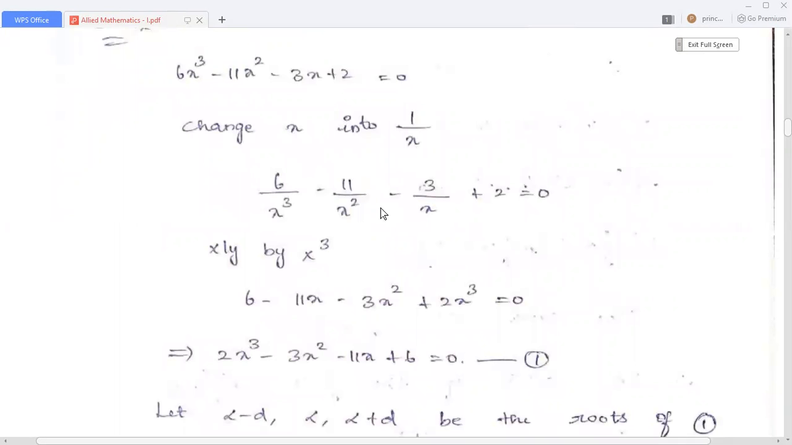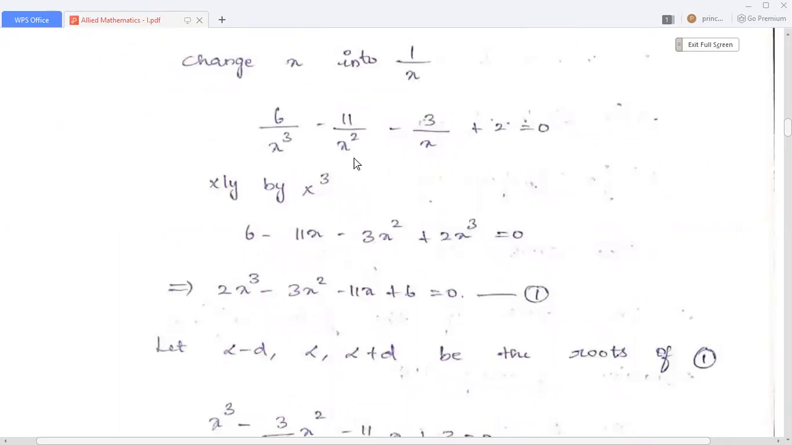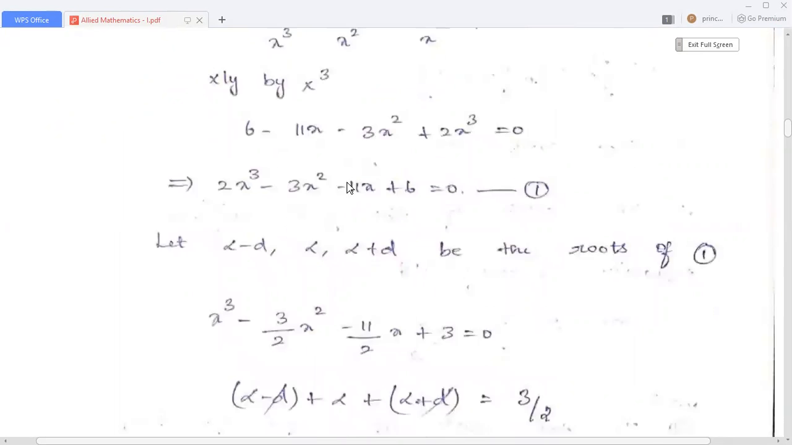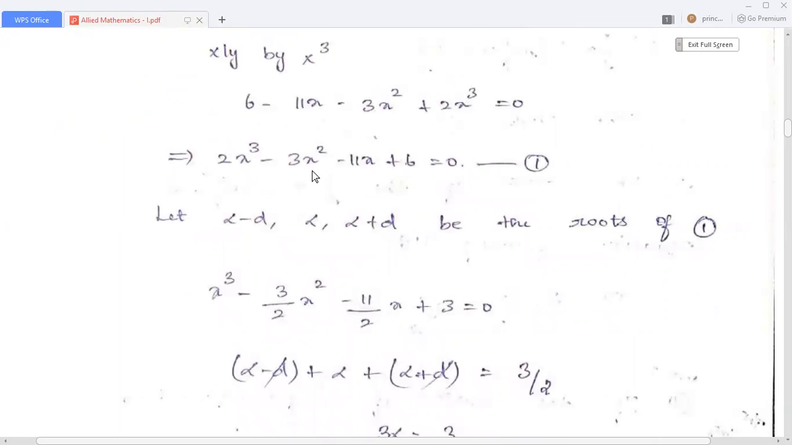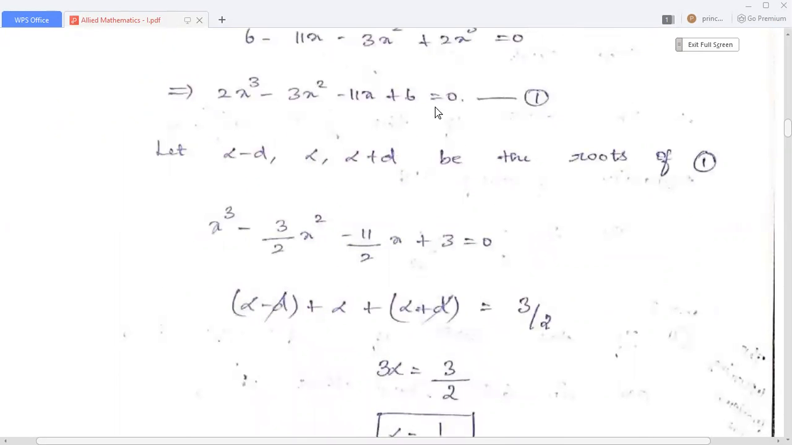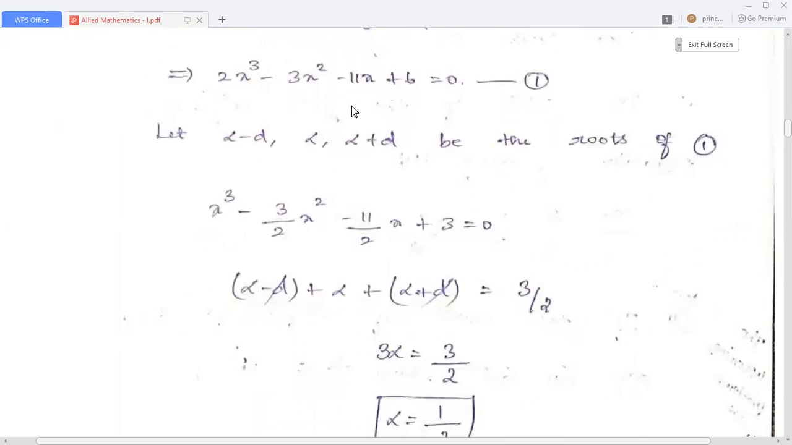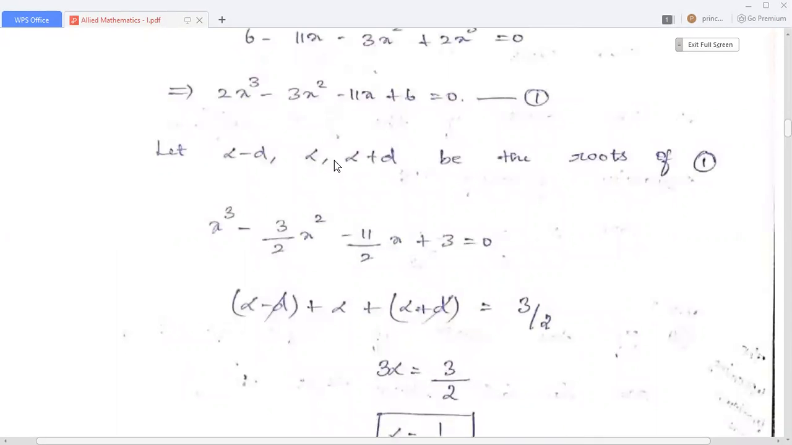So the given equation can be written as 6 by x cube minus 11 by x square minus 3 by x plus 2 equal to 0. We can simplify this, then we get the equation 2x cube minus 3x square minus 11x plus 6 equal to 0. This can be taken as equation number 1. Let alpha minus t, alpha, alpha plus t be the roots of equation 1. So these roots will form an arithmetic progression.